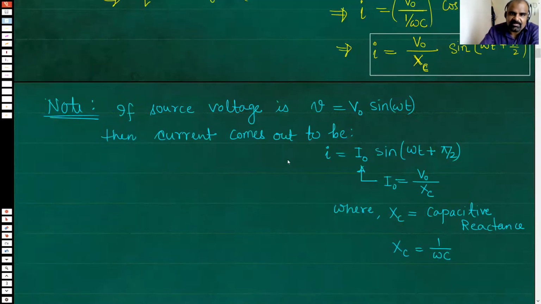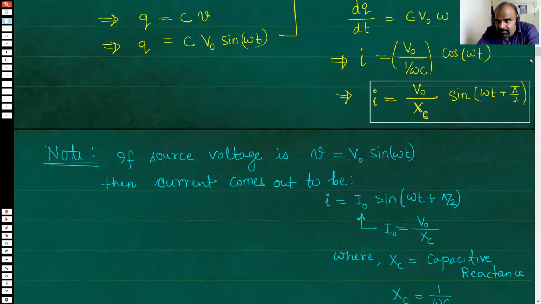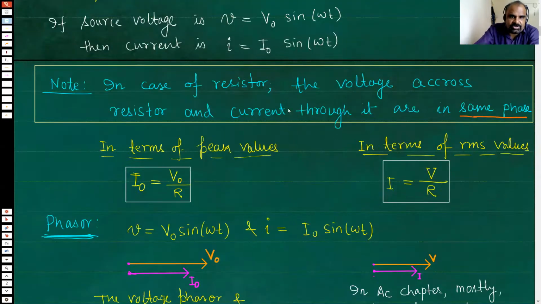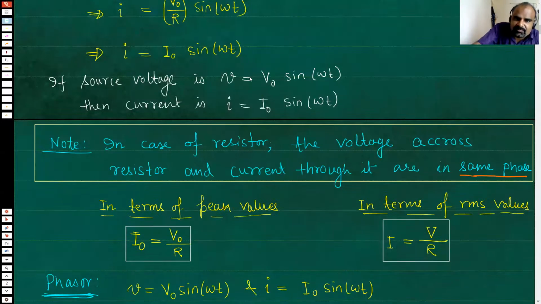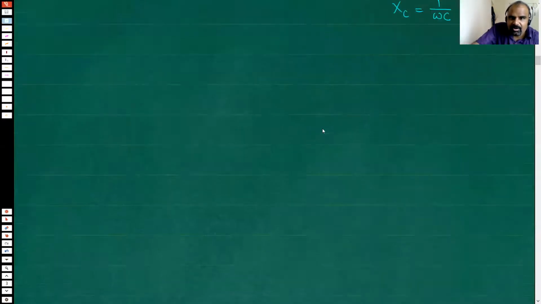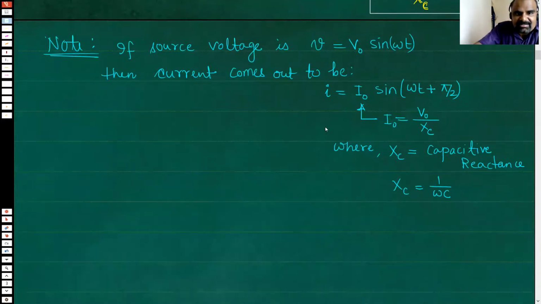Now what does it mean? Let me go back to the resistive circuit and see what was the conclusion for the resistive circuit. If source voltage was V naught sine omega t, current was I naught sine omega t only. So there was no phase difference. Okay, but for the capacitive circuit, you see there is a phase difference.